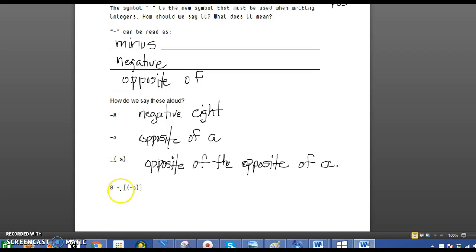All right, this last one. Here's where I'm finally using the symbol to mean minus, because I have a minuend and a subtrahend. So I'm doing a subtraction problem. So this is 8 minus the opposite of A.